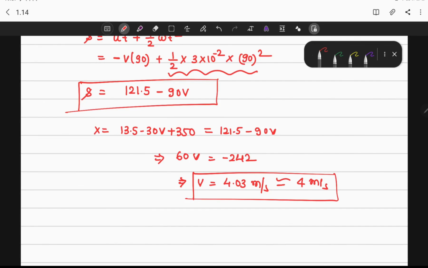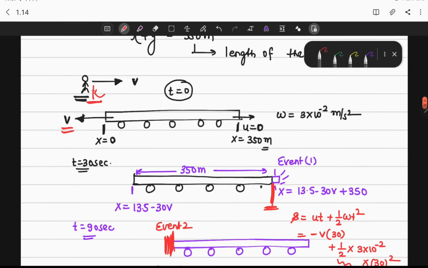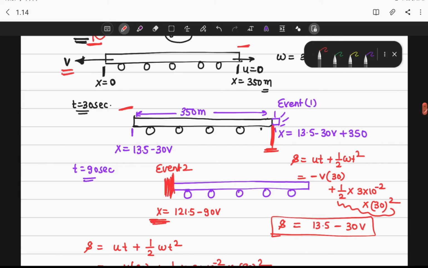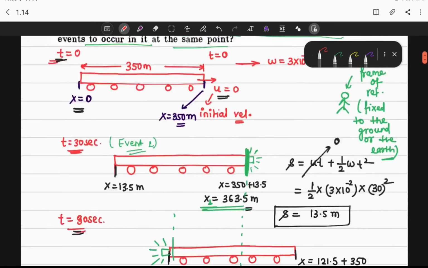Okay, so this is the velocity of frame of reference k, which is a constant, so that the first event and second event both will take place at the same point. I hope the entire procedure is clear.